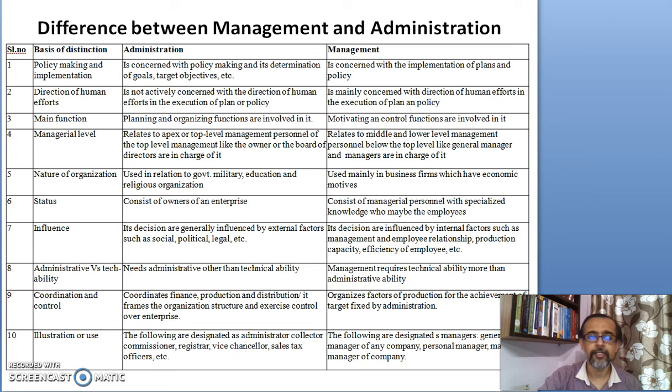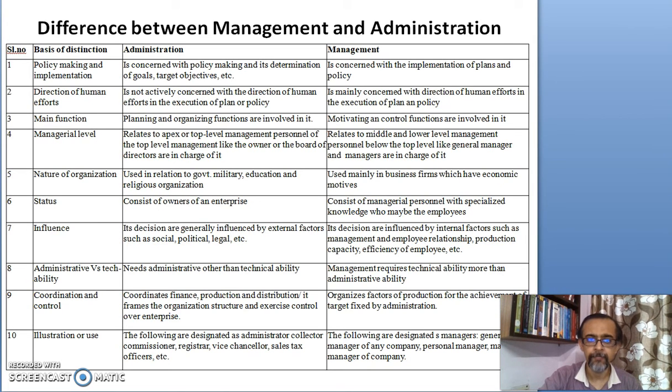And lastly, in case of illustration or use, administrators include positions like commissioner, registrar, and vice chancellor, who are considered administrators of the organization. Managers, branch heads, personnel managers, marketing managers, and human resource managers of a particular company or organization are considered management level people who work collectively for fulfillment of the organizational objectives.